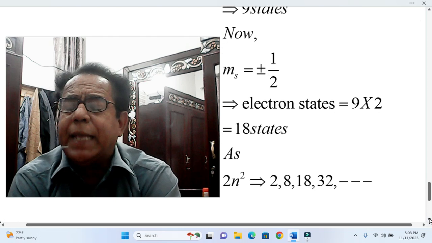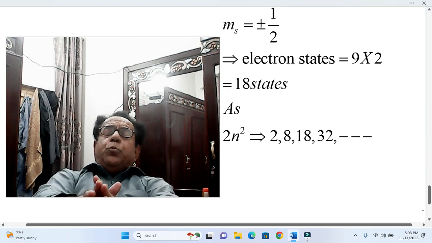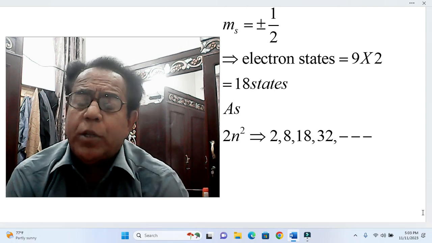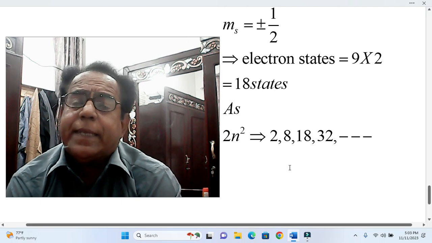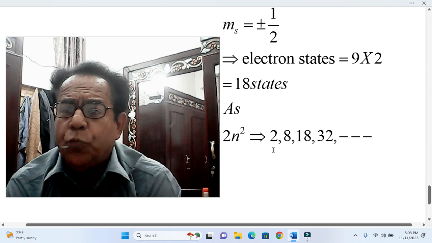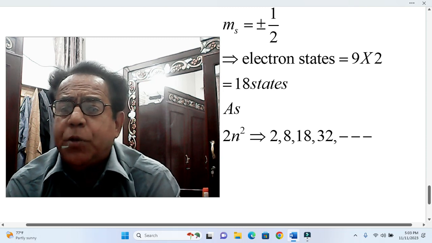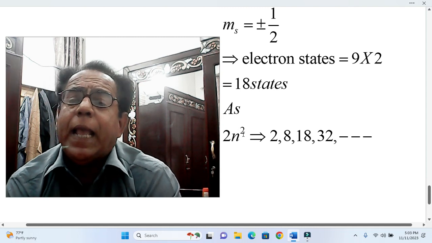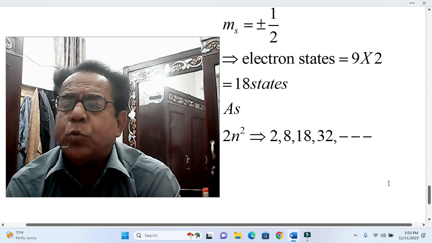Dear students, there is a formula for this calculation: 2n squared. When we put n equal to 1 we get 2, when we put n equal to 2 we get 8, when we put n equal to 3 we get 18, when we put n equal to 4 we get 32.